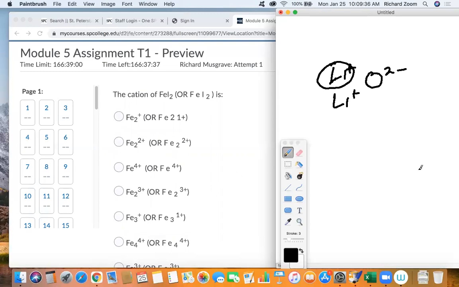So FeI2: the charge on one iodine is -1 and the charge on the Fe is 2 plus. So if you're asked for the anion and cation, then you answer accordingly. Does anybody have any questions?